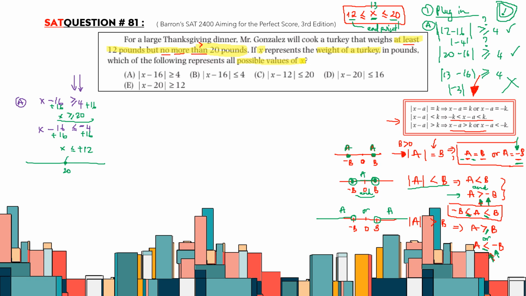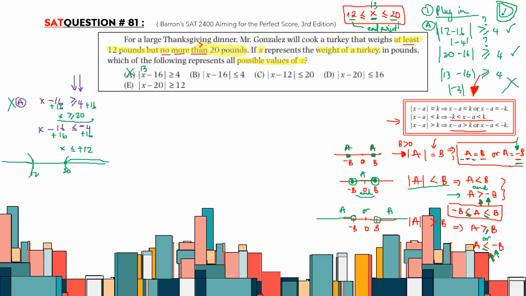Here, x greater than 20 goes this way. But then we have x less than 12. It's no way. So A we cross. We're making sure that it's not fit, just like when we plug in the 13 here. So A is not the right choice.